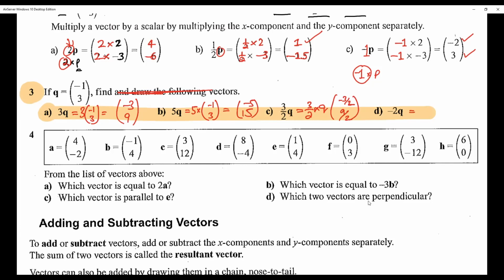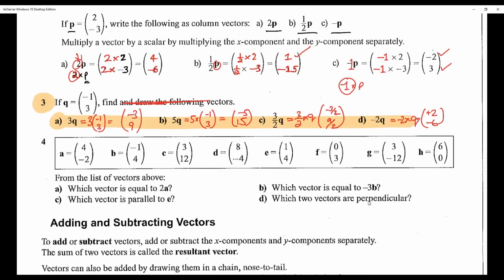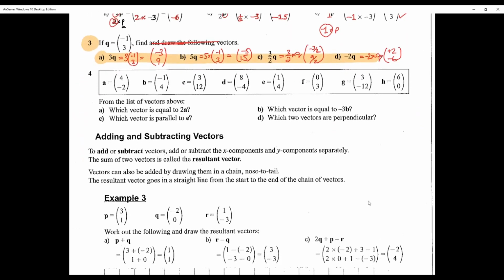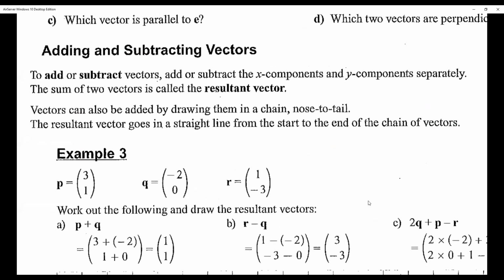Eliza, next one's yours. You do minus 2 times minus 1 and minus 2 times 3. So minus 2 times minus 1 will give you plus 2 on the top. And then minus 2 times 3 will give us minus 6. Fantastic. So far, we know how to draw a vector, a column vector, read the column vector, and multiply a column vector. What do you think comes next, Eliza?